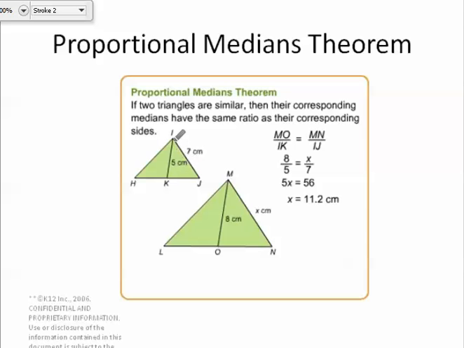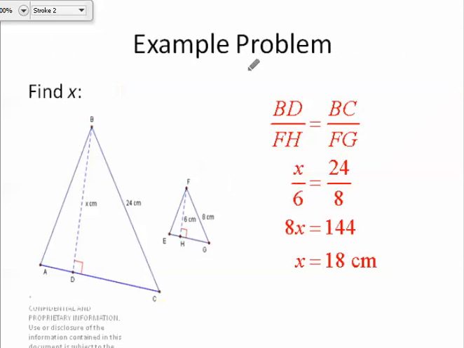This one is medians, and a median goes from the vertex down to the other side, and it meets at a point where the side is divided in half. And in this particular case, they're telling you that the medians are in the same ratio as the sides are in ratio. So that works out very nicely in that respect. Let me give you a couple of example problems.